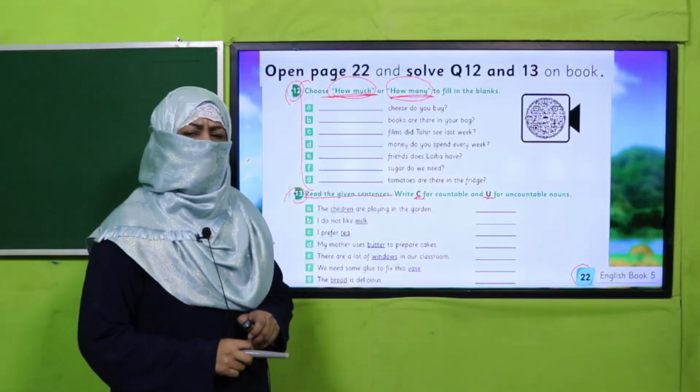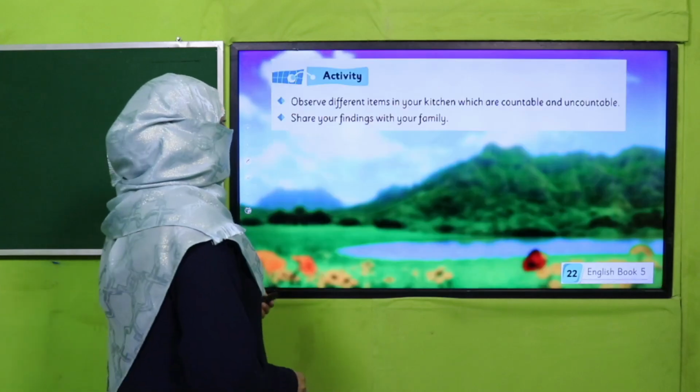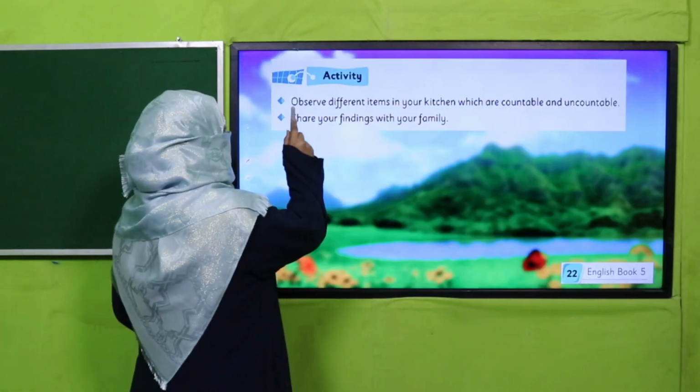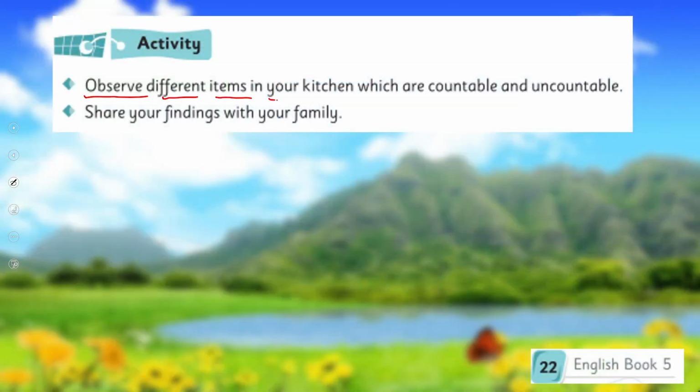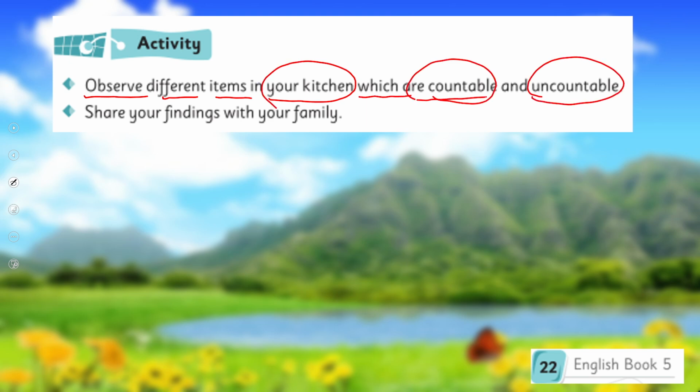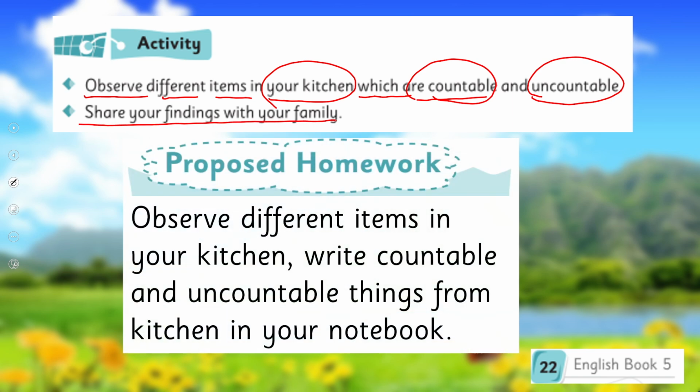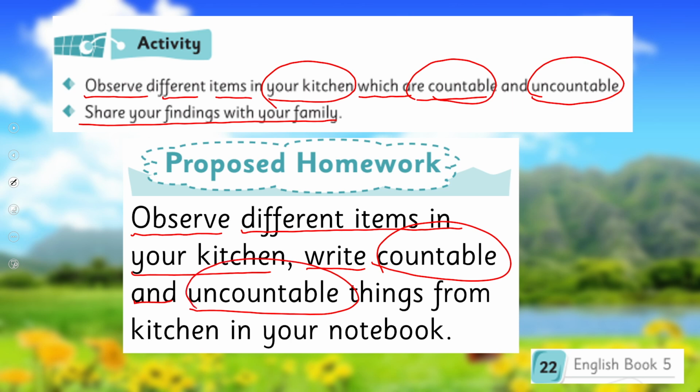Yes, my dears. Are you done with it? Good job. Now I'm giving you an activity for your homework. You will observe different items in your kitchen. You will find out which are countable and which are uncountable items in your kitchen. You will share your findings with your family, and then you will write these. After observing different items in your kitchen, you will write countable and uncountable things by making 2 columns in your notebook. This is your homework.